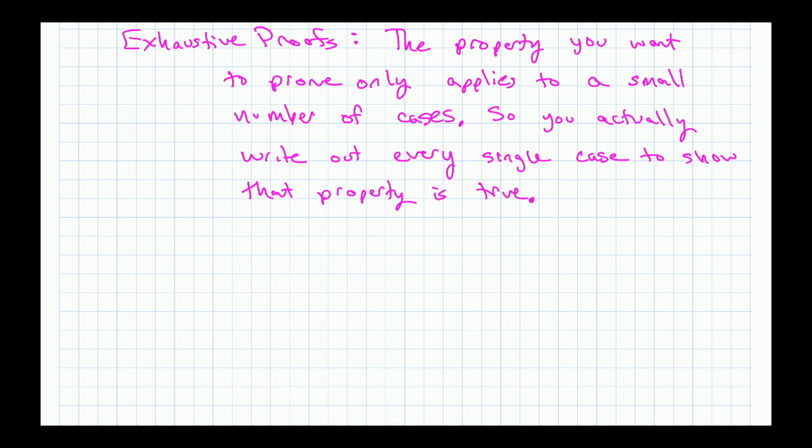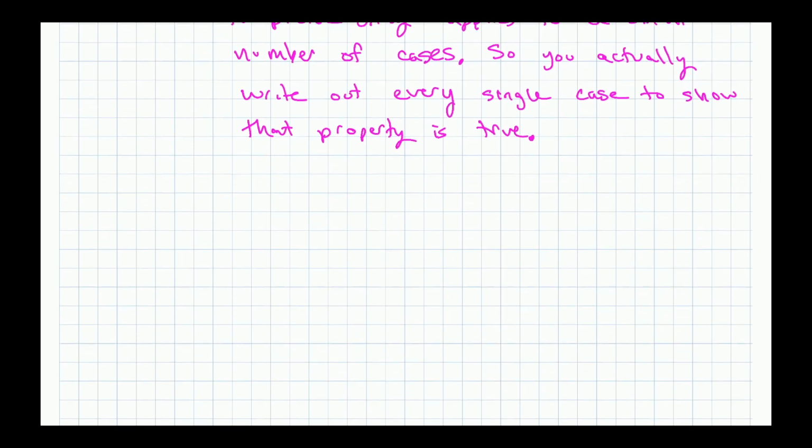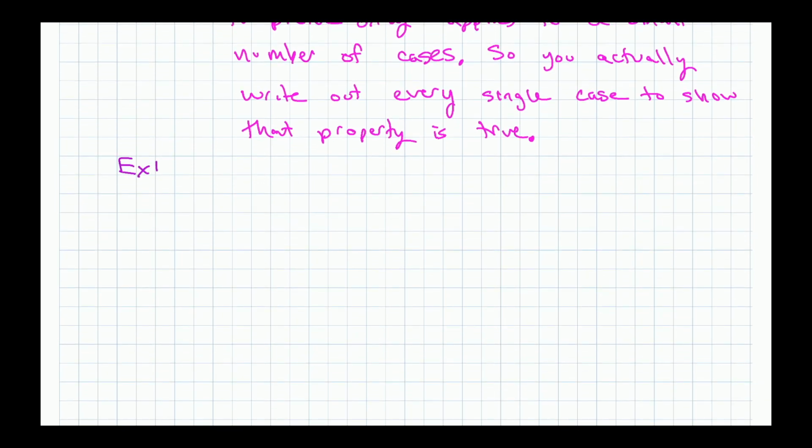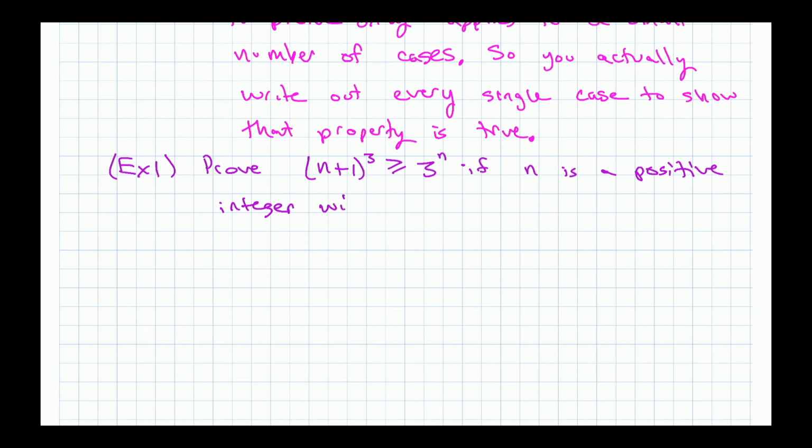Now, there's not very many things that you're going to prove that are going to fall into this category, but here are some. So this is the book's example one in this section, and they say prove n plus 1 cubed is greater than or equal to 3 to the n if n is a positive integer less than or equal to 4.